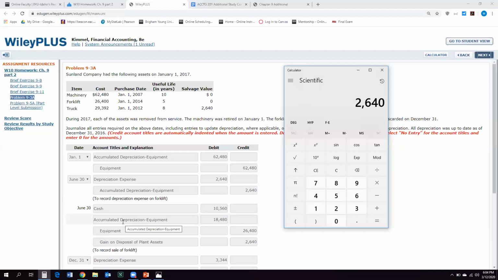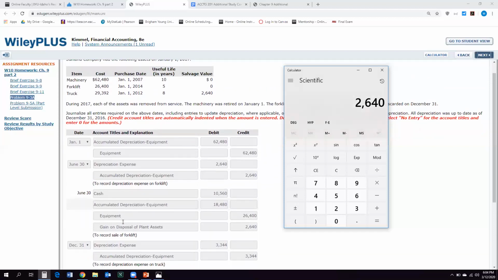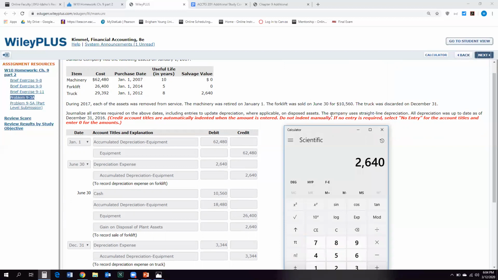Wait, so where does the 10,560? That's the amount of cash they sold it for. Oh, did it say that? Sorry about that. Yeah, so it says it right. My calculator's in the way, I think. Yeah. The forklift was sold on June 30th for $10,560.